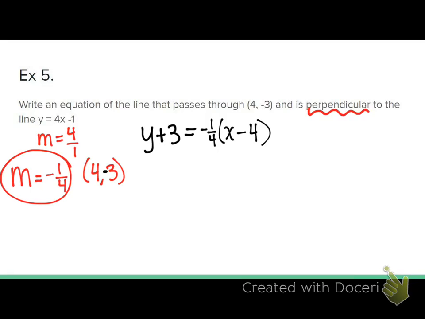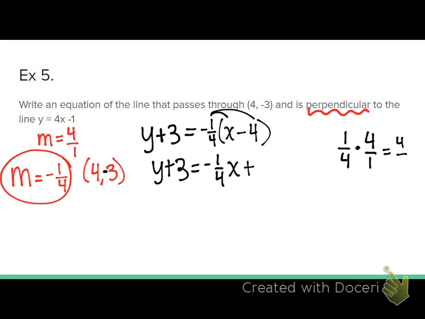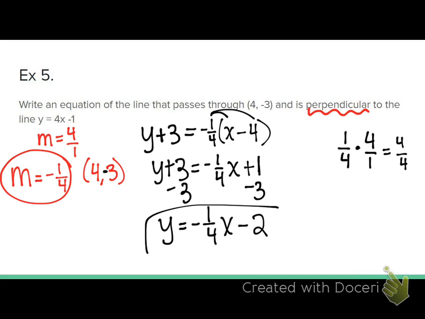Okay, step 3 is to distribute. Y plus 3 equals negative 1/4 x. A negative times a negative makes it a positive. 1 over 4 times 4 over 1. What's going to happen? 4 over 4 is just 1. So plus 1. Last step. Get y alone by subtracting 3. Y equals negative 1/4 x minus 2.